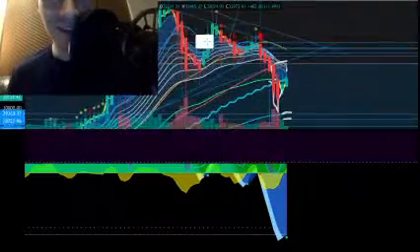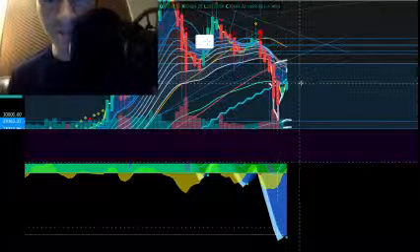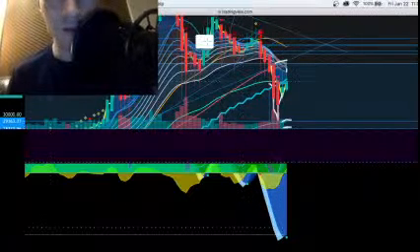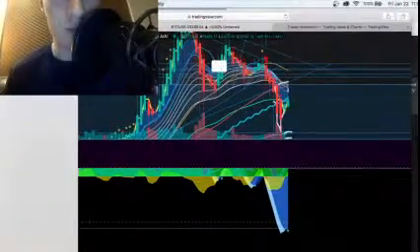You know what I'm saying? We see a red circle. This is saying short the thing. So that's what it's saying on the 12-hour. So is it really the bottom?